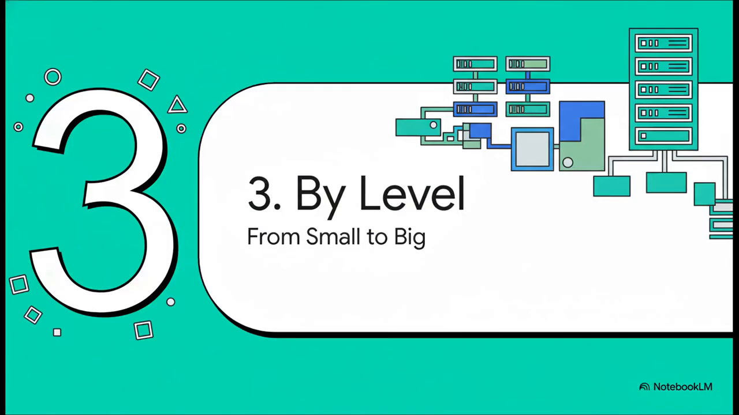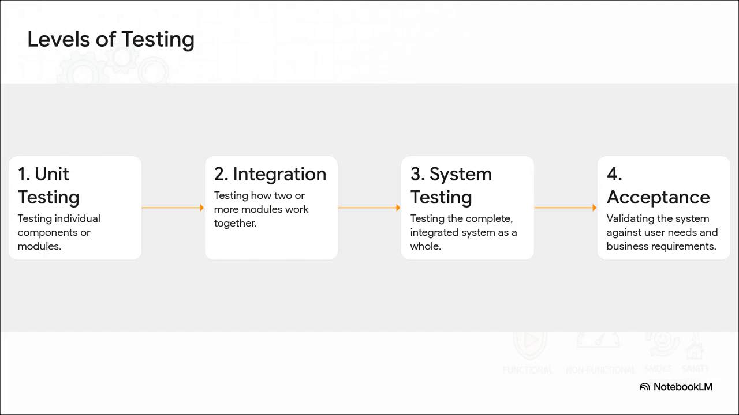Okay, let's move on to our third lens. This one answers the question, are we testing a single screw or are we testing the whole machine? This is all about scope, and we start with the smallest little pieces and build our way up to the entire system. It's really a bottom-up process. We start at the tiniest level with unit testing, where a developer tests one little function completely on its own, just making sure the engine starts, right? Then we move up to integration testing, and that's where we check how those pieces work together. Does the engine connect to the transmission correctly?